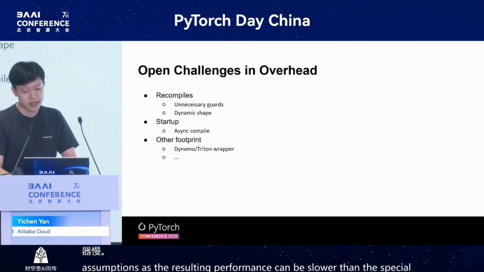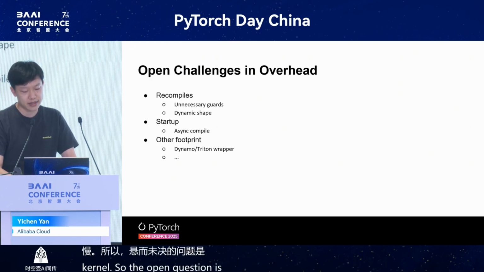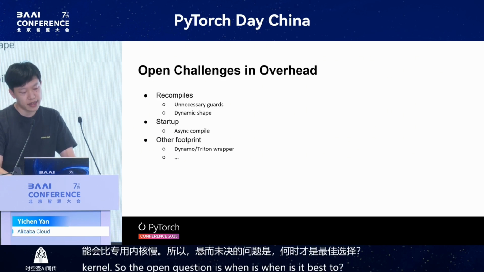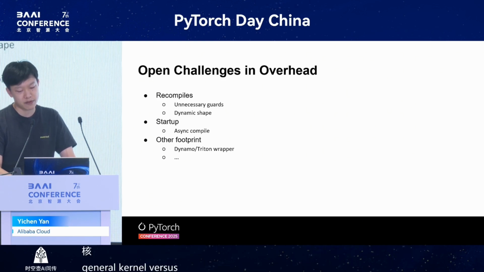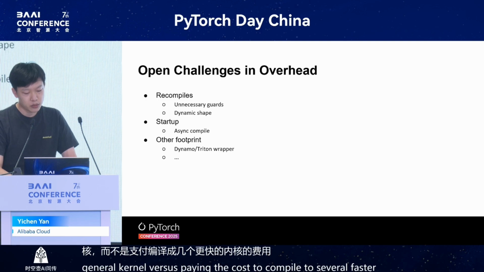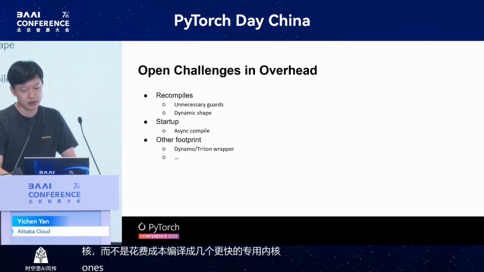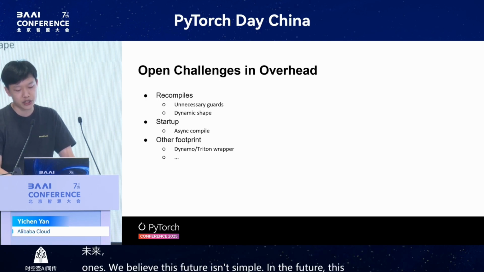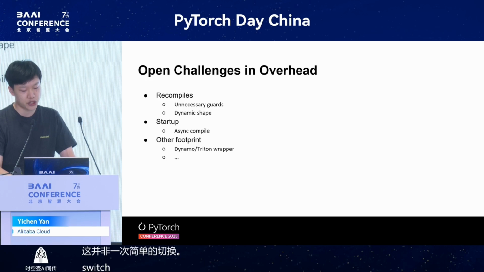So the open question is when is it best to accept a slower general kernel versus paying the cost to recompile to several faster specialized ones. We believe this future isn't simple. In the future, this is not a simple switch, but a smarter cost-based strategy.